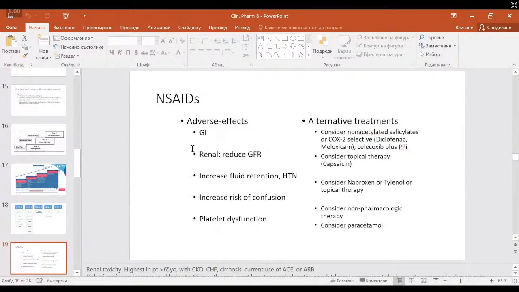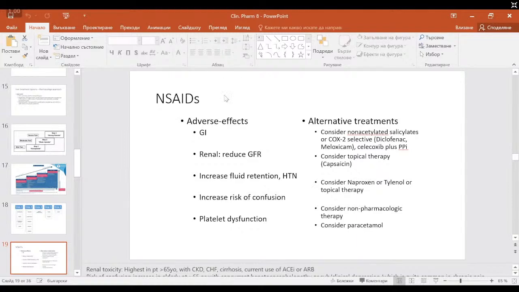Let's talk about the NSAIDs a little bit. NSAIDs are actually drugs that are sold over the counter, so they're OTC drugs. Patients do not need prescriptions to get NSAIDs, but that doesn't mean that they're 100% safe if they're used for longer than 1 or 2 weeks, and sometimes even for shorter periods of time.